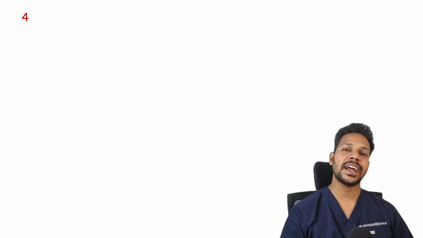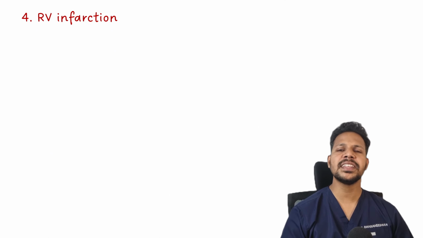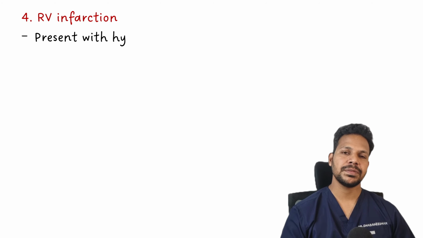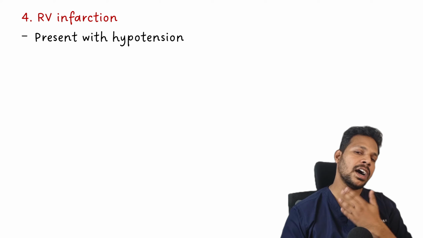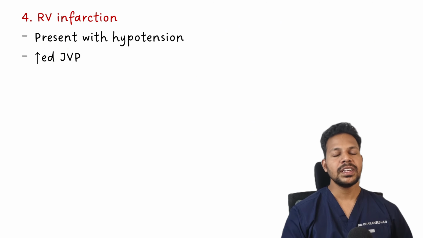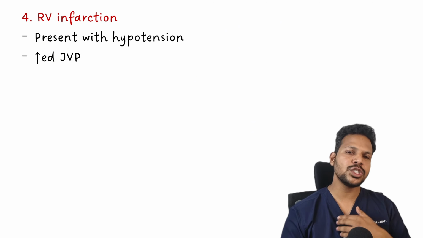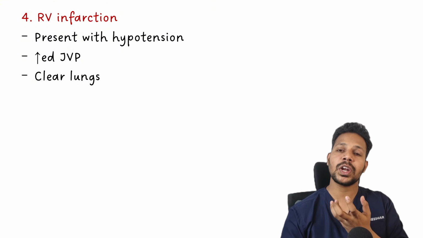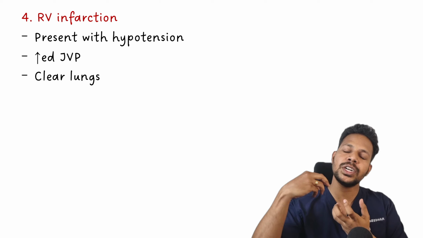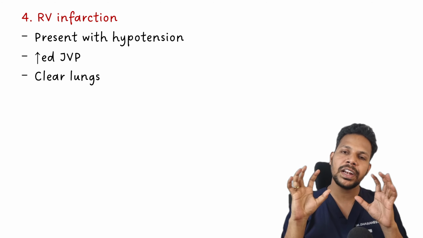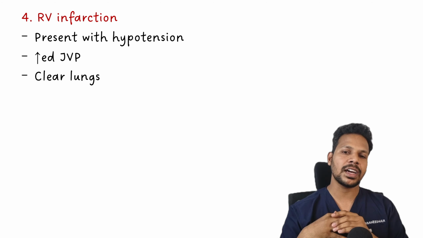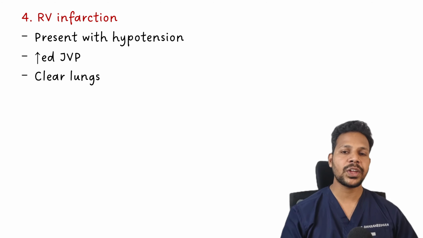The next one is right ventricular infarction. This is a little different. Right ventricular infarction presents with hypotension and features of right heart failure like elevated JVP. The lungs are usually clear, because in right ventricular MI the failing right ventricle will not pump blood into the pulmonary artery, and blood will not be reaching the lungs. On a chest X-ray as well, there is oligemia in the lungs. So the lungs are usually clear on examination.